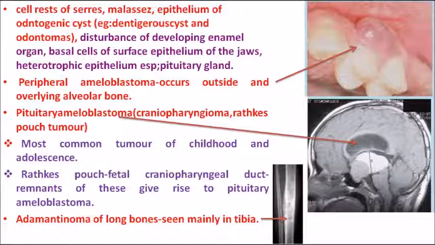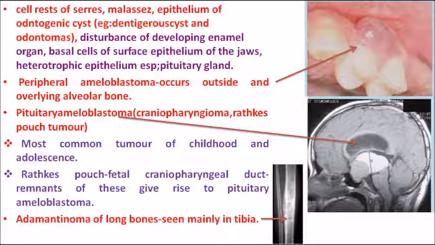Okay, so the ameloblastoma can originate from cell rest of Serres, from cell rest of Malassez, and from the epithelium of odontogenic cysts like dentigerous cyst and odontomas. They can also originate as a disturbance of developing enamel organ or basal cells of surface epithelium of jaws, or from any other heterotopic epithelium, especially that of pituitary gland. Now these are the intraosseous varieties of ameloblastoma we were talking about.